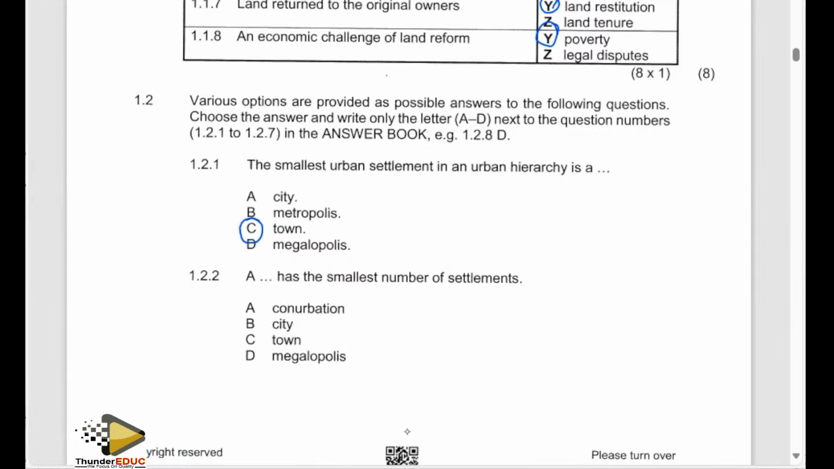Right, number 122. A dash has the smallest number of settlements. Which one has got the smallest number of settlements? Definitely, it's a town that has got the smallest number of settlements. Right. We move on to the next question.